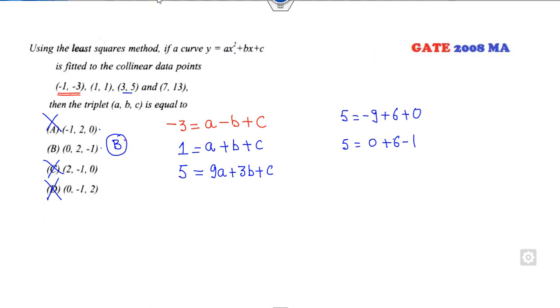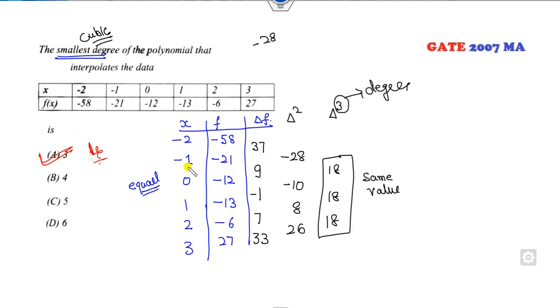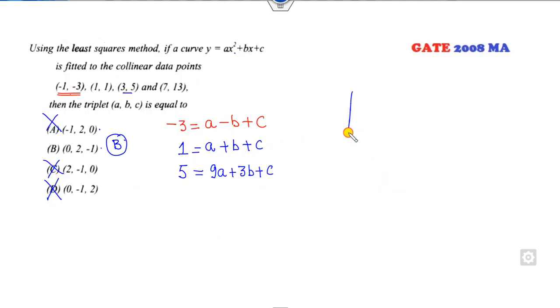What is the second method? Instead of doing this, the second method is by using this table. You can write this table and then you can formulate the quadratic polynomial and then equate the a, b, c.